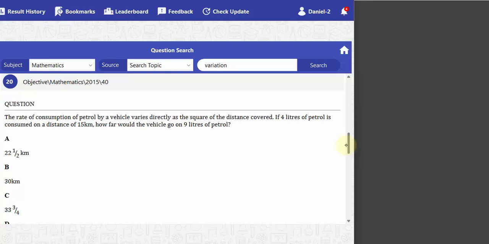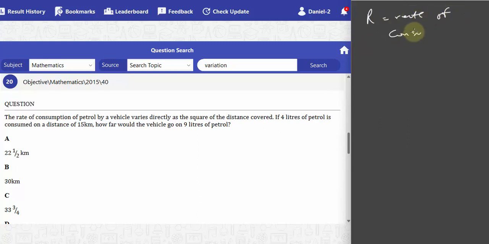So the first thing we know is the rate of consumption of petrol. So we can call that rate of consumption of petrol R. So let R represent rate of consumption of petrol. Then that's the first variable, right? That rate of consumption of petrol varies directly as the square of the distance covered. So let D represent the distance covered. Now the next thing is we want to define the relationship. So what relationship between R and D?